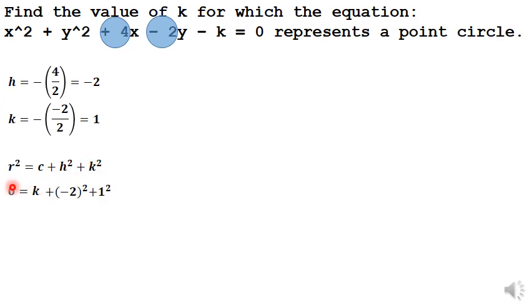Our radius is 0. Our c is equal to k, because when negative k is moved to the right, it becomes positive. So we have k plus our h, which is equal to negative 2, and our k, which is 1. The only variable here is k, so we can solve for k.